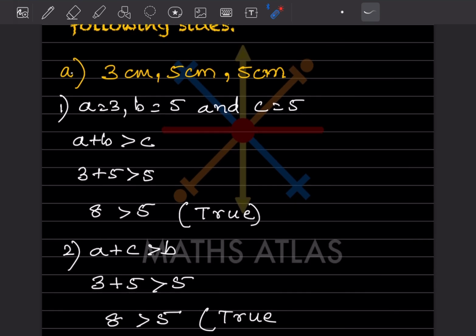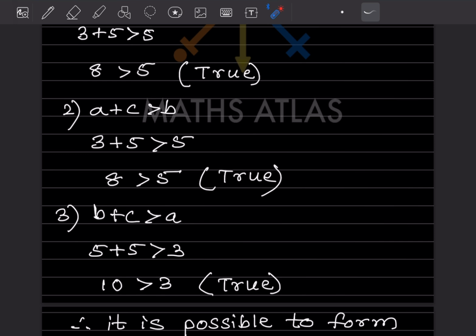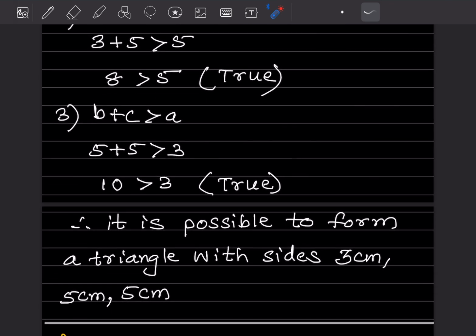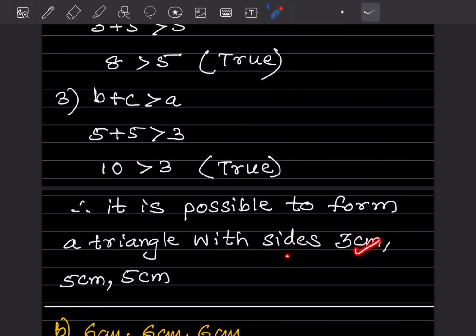Then if we take A plus C, is it greater than B? So 3 plus 5 is greater than B, which is 5. Again 8 is greater than 5, so this also is true. Again we'll see B plus C greater than A. So 5 plus 5, this also is true. In all the three conditions it is true. So we can say it is possible to form a triangle with sides 3 centimeter, 5 centimeter and 5 centimeter.